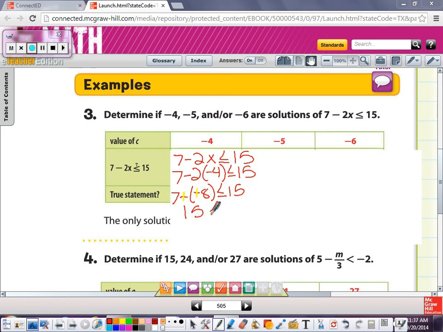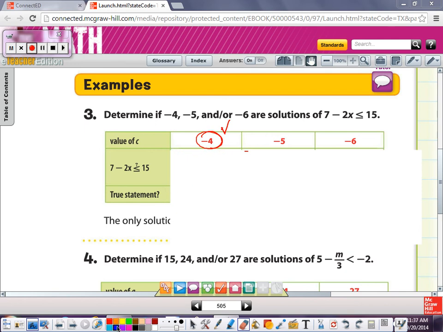Now 15 is not less than 15, but it is equal to 15. So -4 is a solution. It makes the equal part of the solution of this expression true, this little line on the bottom. Now let's try our other answers and see how they affect our equation.